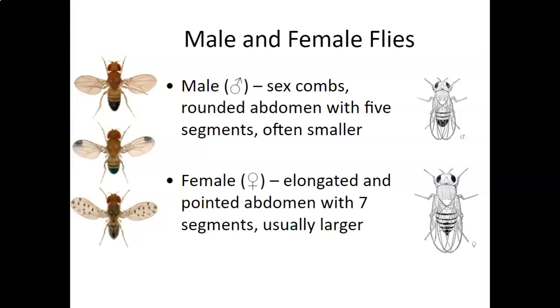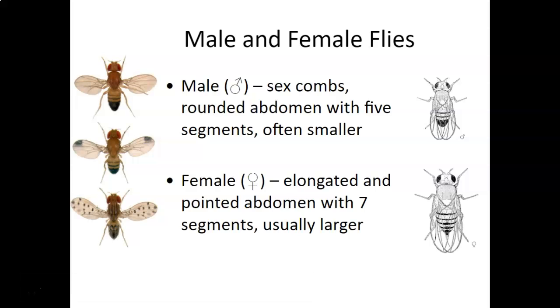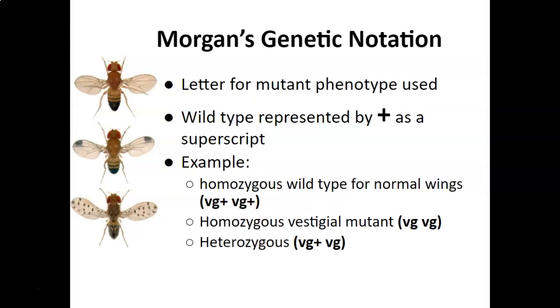Major differentiations between male and female: the male has sex combs and a rounded abdomen. You can see that at the bottom here, right? It's rounded right here, whereas the female is a little bit more pointed. Males have 5 segments; females have 7. Females are typically larger, so when we do a fruit fly lab, you're going to be able to really identify these differences.